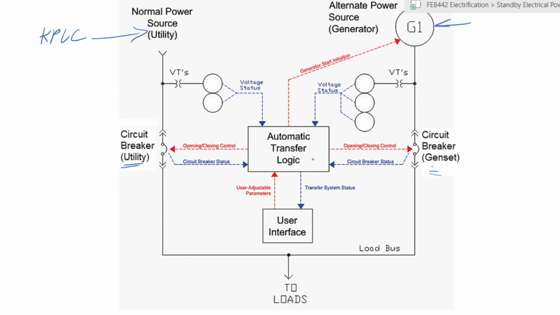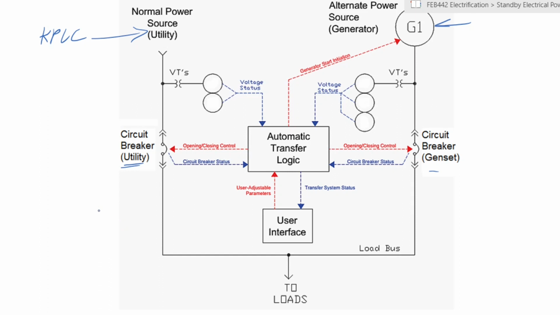So the automatic transfer unit or the automatic transfer system must ensure that there is no time when both the circuit breaker in the utility and in the genset are connected to the load. So if, for example, you're running on standby power through this circuit breaker, this circuit breaker must be off, and vice versa. If you are running your load through Kenya Power, this circuit breaker must be off. Okay, so that is the work of your ATS.